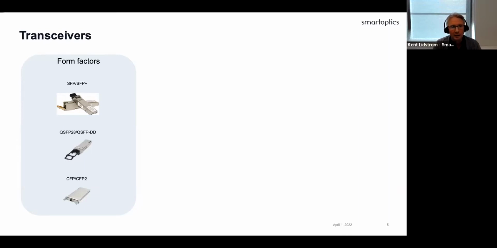On the 100 gig side, QSFP28 is the dominant form factor, the one that you see in the middle. The first generation of 100 gig came in the larger form factor that you see at the bottom, the CFP, CFP2s. So there is a lot of innovation in order to get to the smaller form factor.